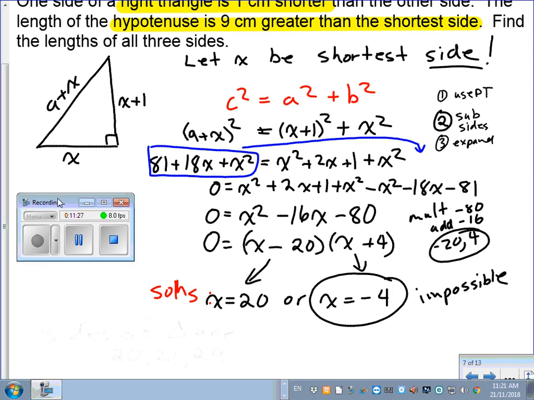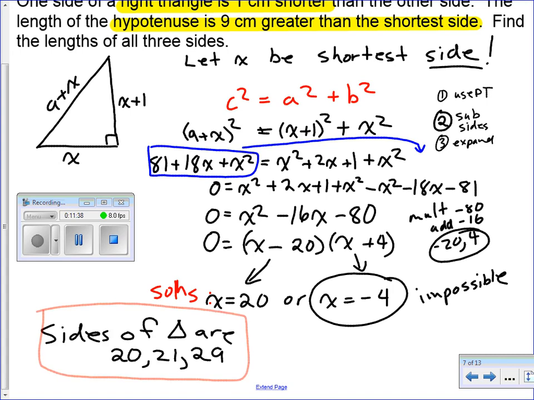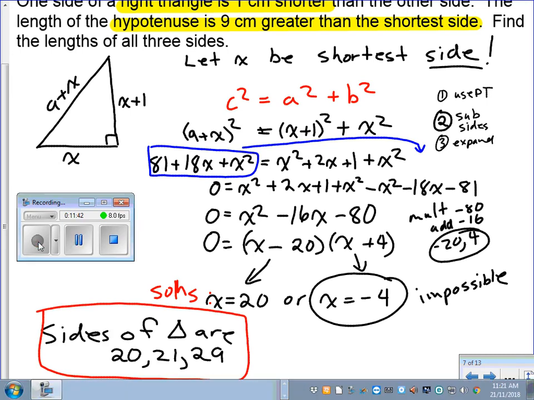Now, based on our sides, you should be able to tell me what the sides of the triangle are. The shortest side is 20, the second side is 21, and the third side should be 29. And we're done. It's always important to refer to your picture to actually find what you're looking for, because this problem asked us to find the lengths of all the sides.